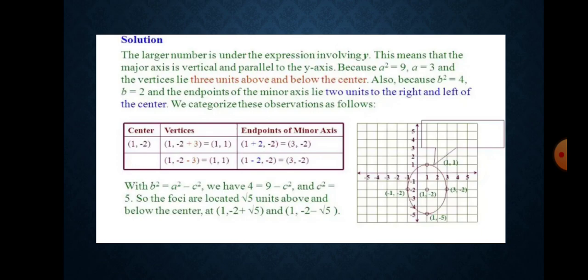Then, with b squared equals a squared minus c squared, we have 4 equals 9 minus c squared, and c squared equals 5. So the foci are located square root of 5 units above and below the center, at (1, negative 2 plus square root of 5) and (1, negative 2 minus square root of 5).